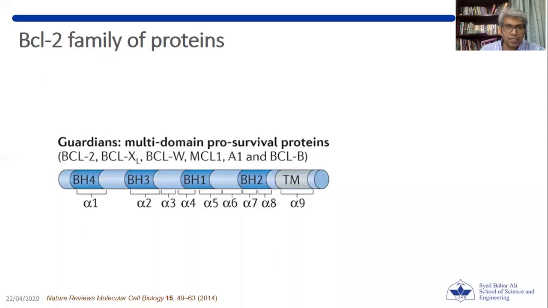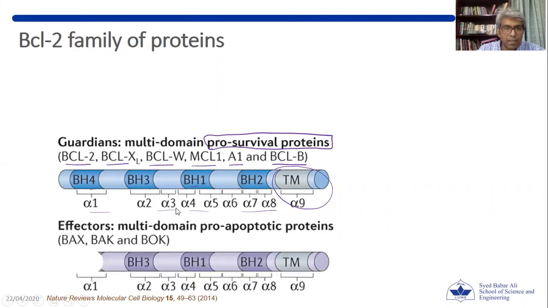One of them are the pro-survival proteins. So they are anti-apoptotic proteins. And this includes BCL2, BCLXL, BCLW, MCL1, A1, and BCLB. So these proteins have BCL homology domains, four of them, BH1, BH2, BH3, and BH4. And they have a C-terminal hydrophobic transmembrane domain. Apart from that, they also have alpha helices that we will talk about later.